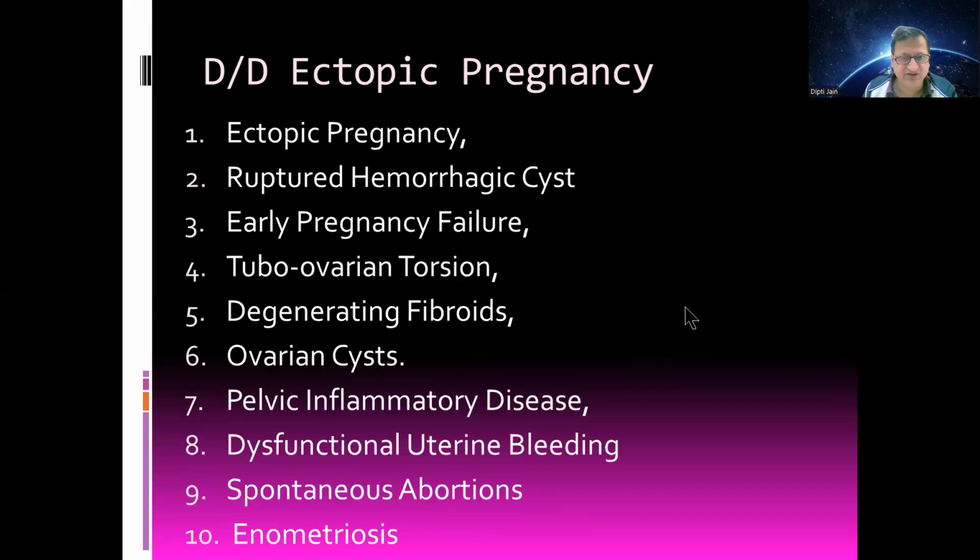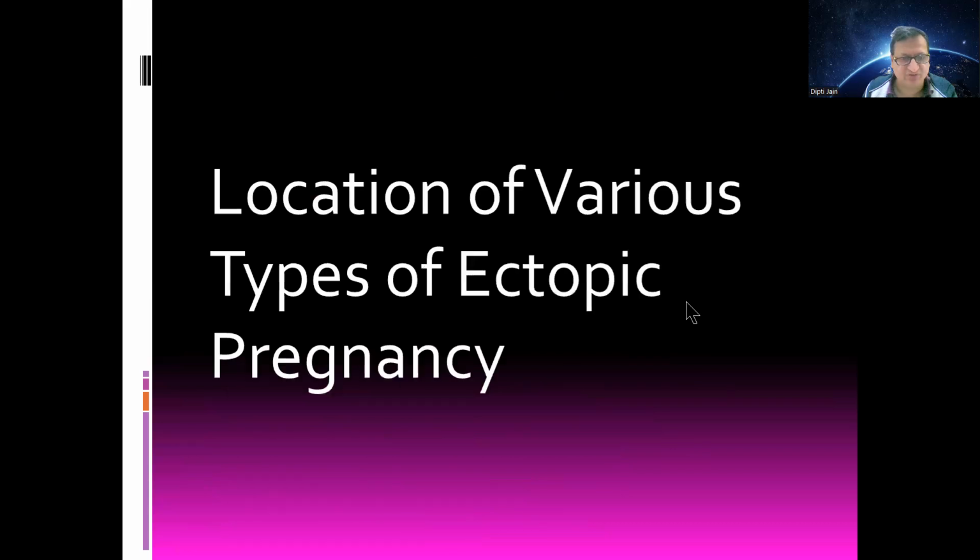What is the DD? The DD is ruptured hemorrhagic cyst, early pregnancy failure, torsion, degenerating fibroids, ovarian cyst, PID, DUB, spontaneous abortion, and endometriosis. These are the DD of ectopic pregnancy.